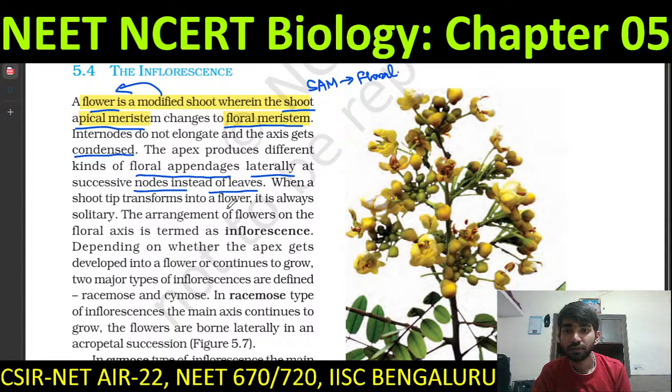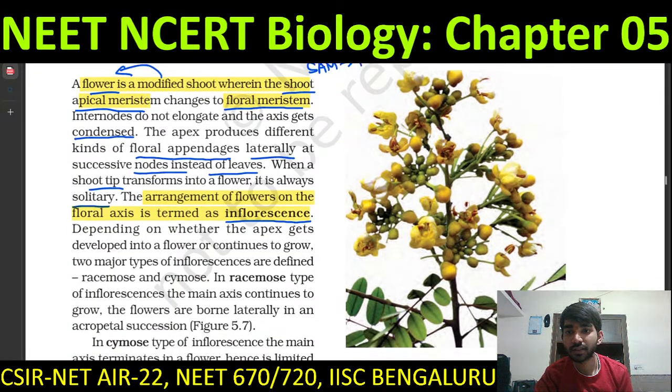When a shoot tip transforms into a flower, it is always solitary. So if it is only a single tip, then it will always be one flower. But the arrangement of flowers on the floral axis is termed inflorescence. In very simple terms, they have defined that the arrangement of the flowers on the entire floral axis is called inflorescence.